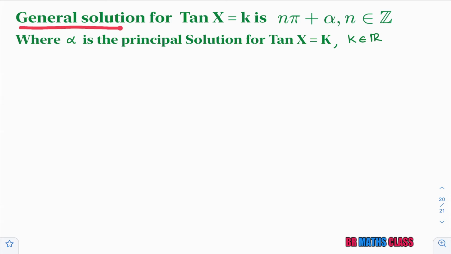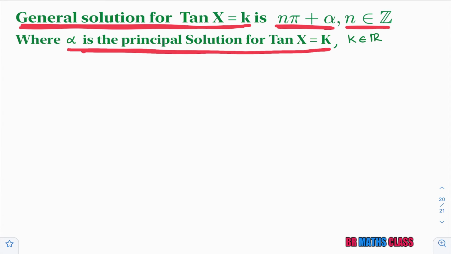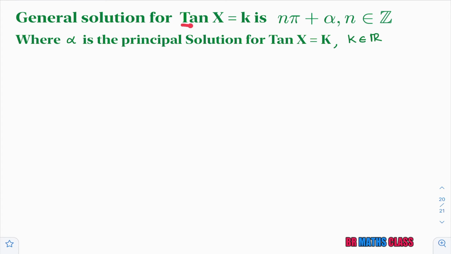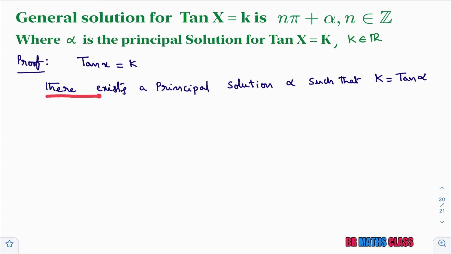You observe this is the sixth result in this trigonometric equation. General solution for tan x equal to k is n pi plus alpha, where n is an integer and alpha is the principal solution for tan x equal to k. Now I am going to derive this result. First you take the given trigonometric equation tan x equal to k. If tan x equal to k, then there exists a principal solution alpha such that k can be written as tan alpha, like the earlier result.